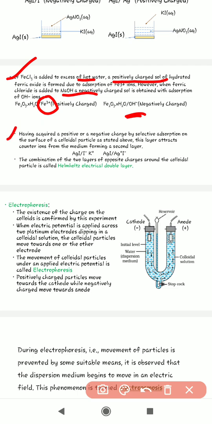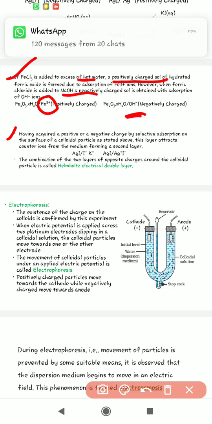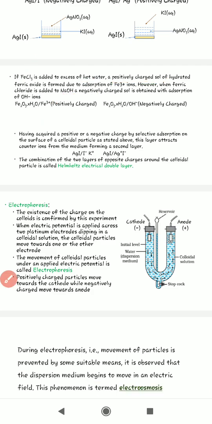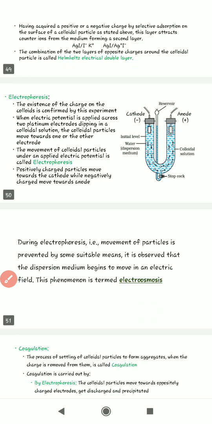Having acquired a positive or negative charge by selective adsorption on the surface of colloid particles, as stated above, this layer attracts the counter ions from the medium, forming a second layer. The combination of two layers of opposite charges around the colloidal particles is called the Helmholtz electrical double layer. So these are the properties.